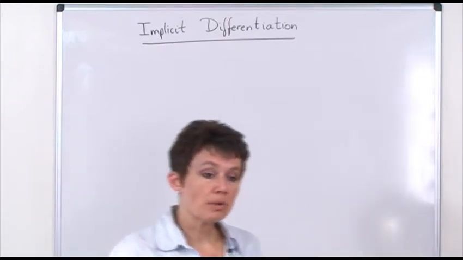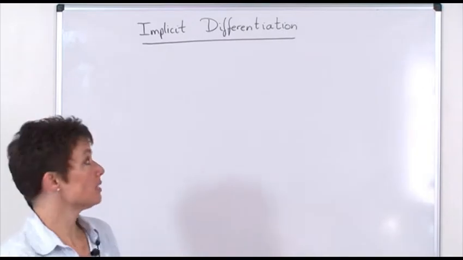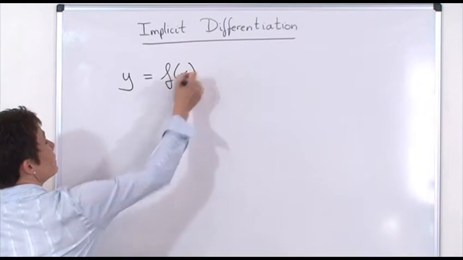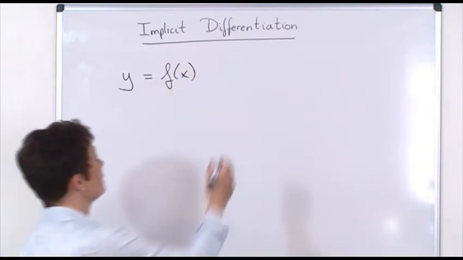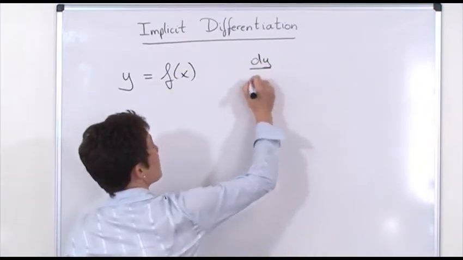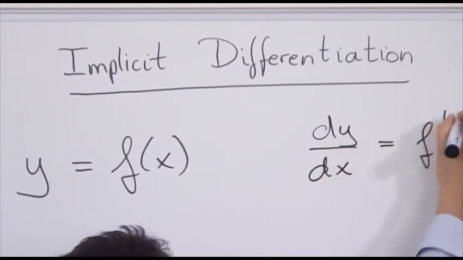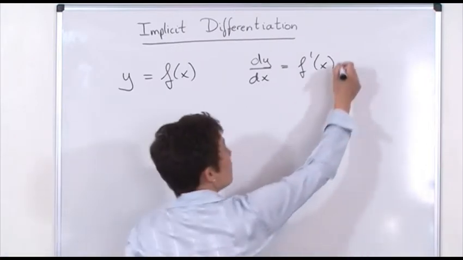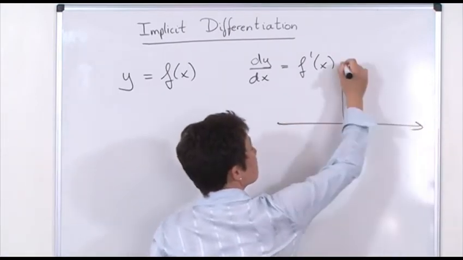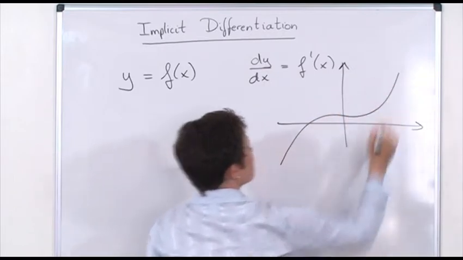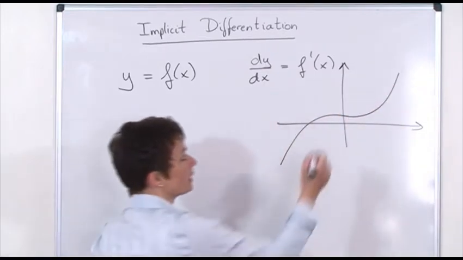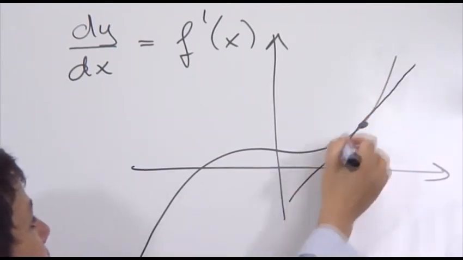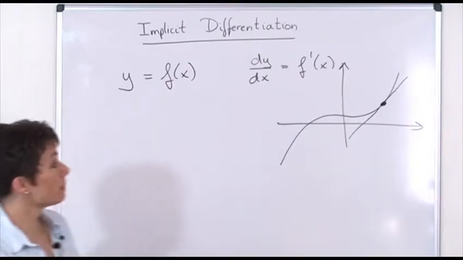Usually when we talk about differentiation, we think about differentiating a function y equals f of x, and then differentiating it, dy by dx, and we get f prime of x. And we know that if the graph of the function looks somewhat like this, then at each point x, the derivative gives the slope of the tangent line to the curve at this point.